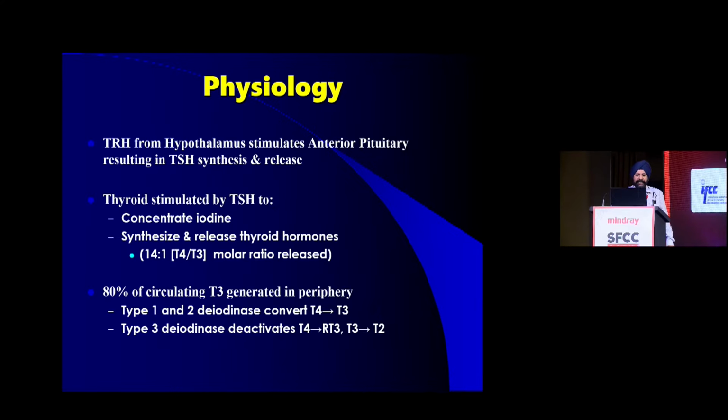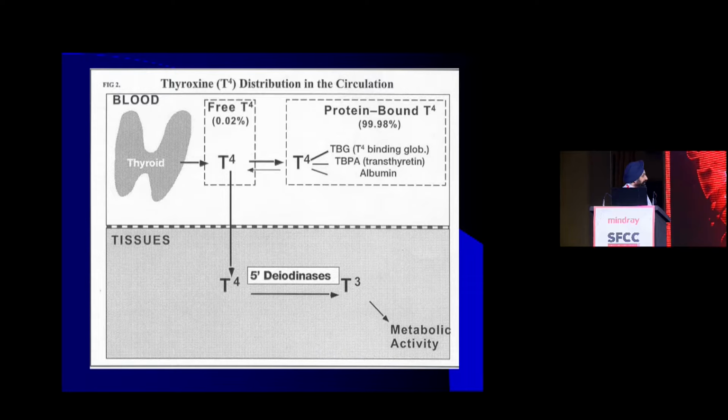So as TSH is secreted, TSH stimulates the thyroid to secrete the T3 and T4. They are secreted in a molar ratio of 14:1. That is, for 14 molecules of T4, only 1 molecule of T3 is secreted, but 80% of the circulating T3 is generated in the periphery. That is, the T4 is converted to T3 using this enzyme called 5-deiodinases in the periphery.